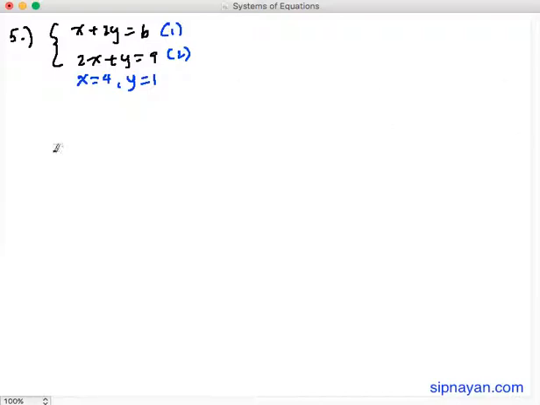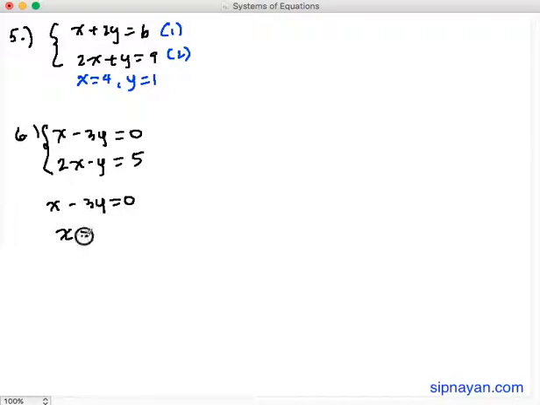Number 6, we have x minus 3y equals 0, and then 2x minus y equals 5. I think it's obvious na mas madali pag we solve for x here. From equation 1, we have x minus 3y equals 0, meaning x equals 3y. This is from equation 1. Baka magtaka kayo kung saan galing.